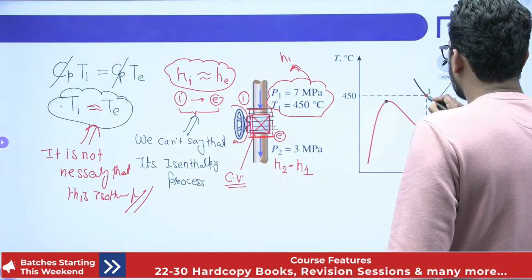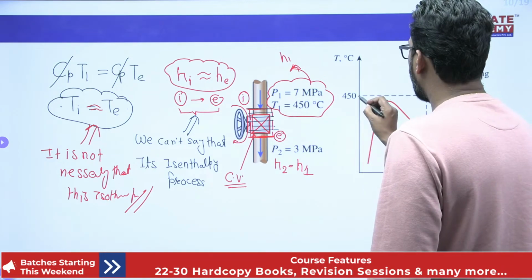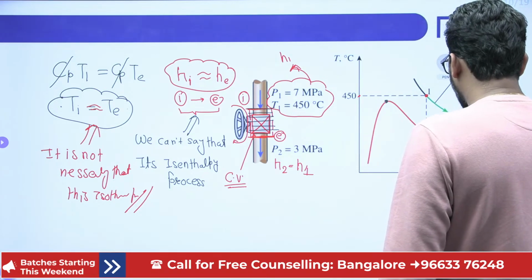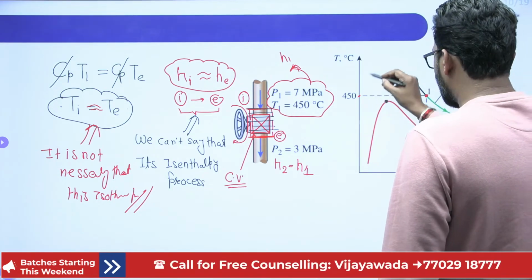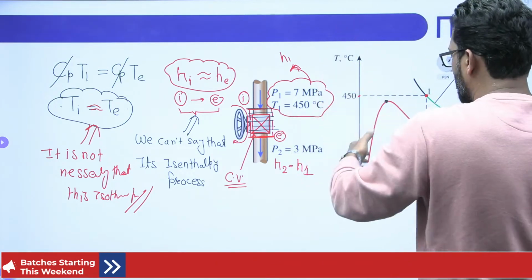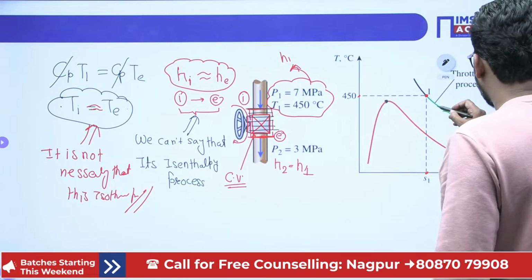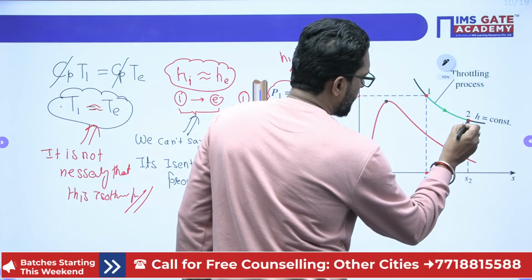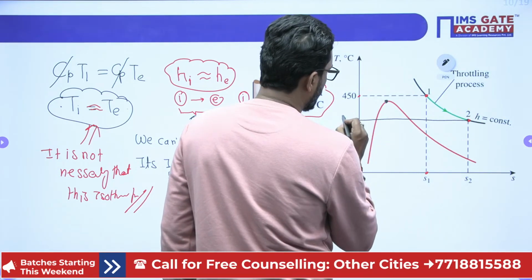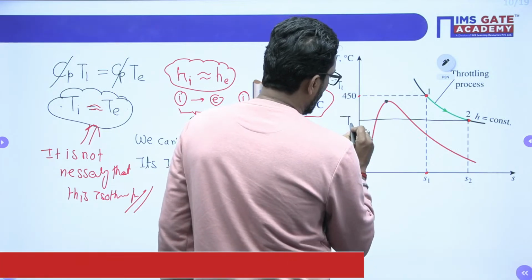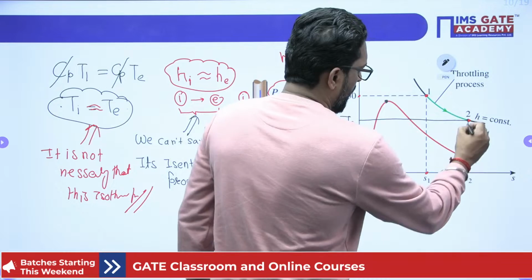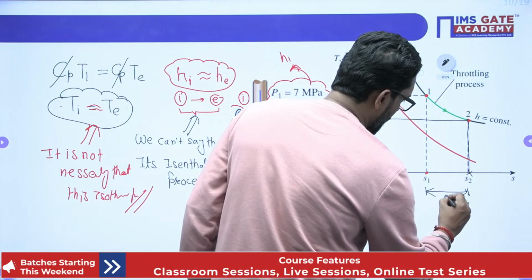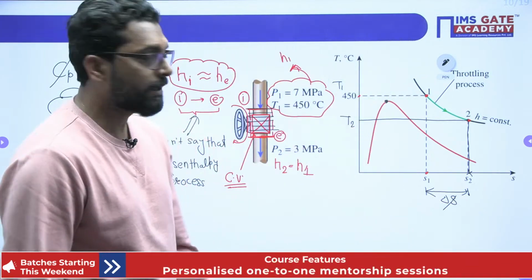From your superheated steam table, you can identify 450. So accordingly, this is the isenthalpic curve H1, and accordingly you have to find S1. Now the pressure will drop, so temperature will drop, but it is an isenthalpic process. So at H2, you have S2. This is T1, this is T2. So at T2, corresponding to S2, this is your delta S, the specific entropy.